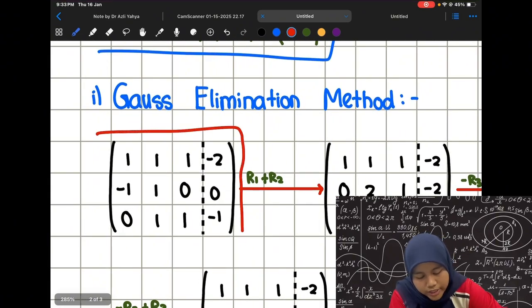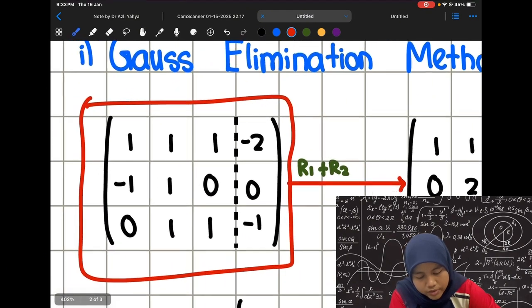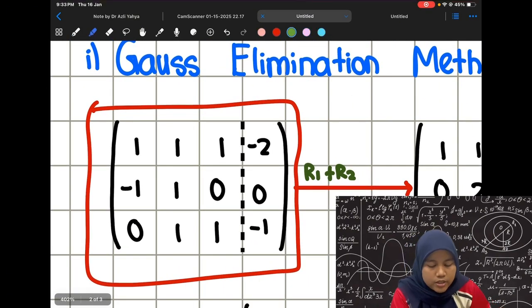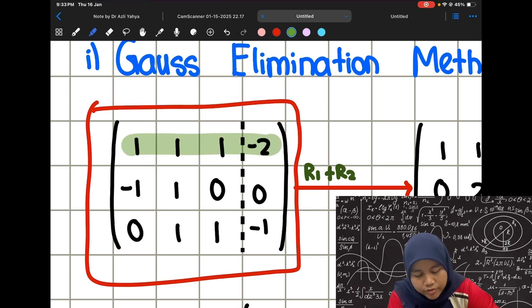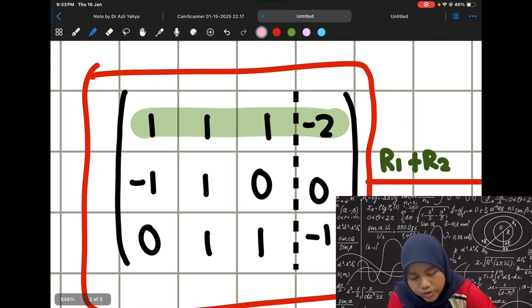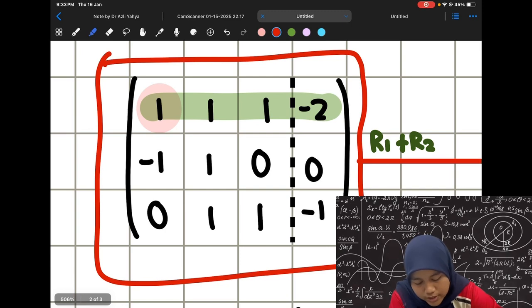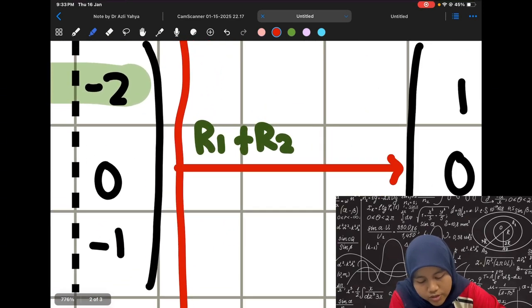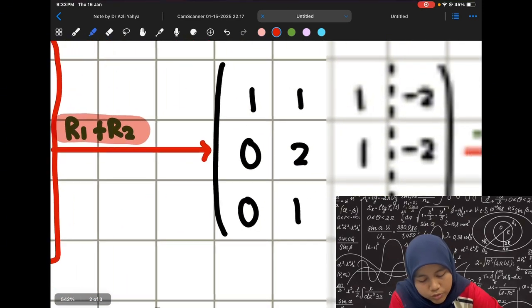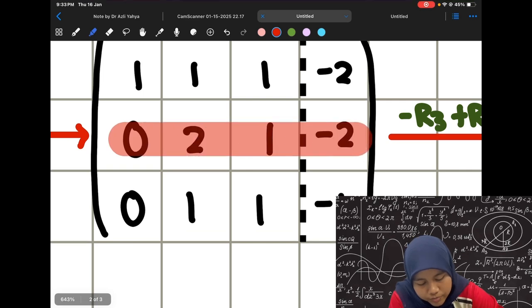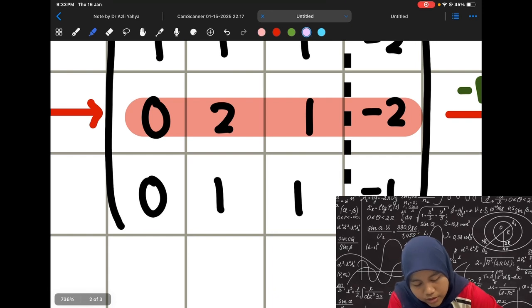First, you need to write this matrix first, and we need to check either this row have leading one or not. So this already leading one, so we don't need to change anything. So we will move on to this number, which is -1. So we need to change this -1 into 0 by using this equation R1 plus R2. So we got this, and this number below already 0, so we don't need to change anything.